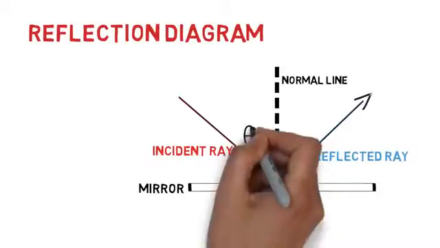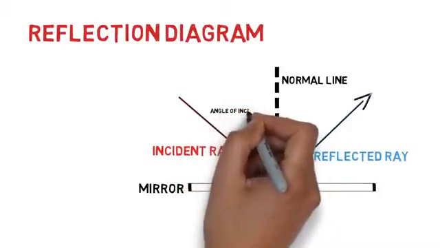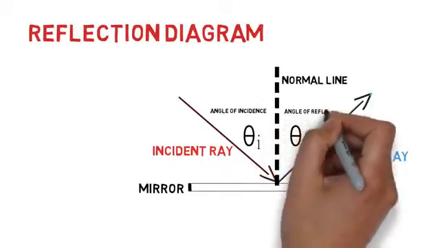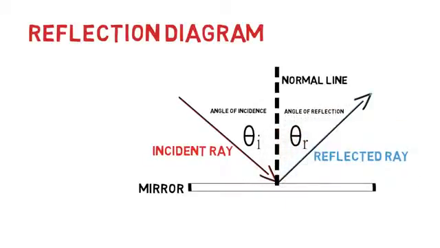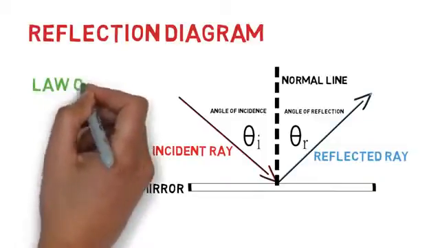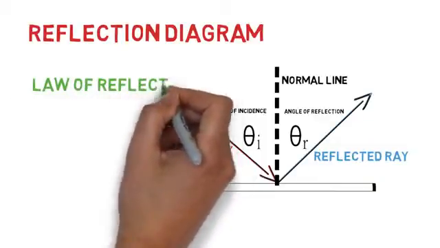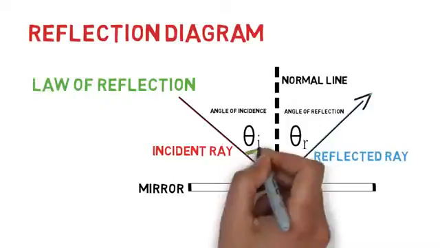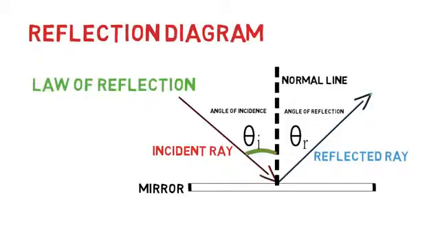This line creates two separate angles, known as the angle of incidence and the angle of reflection. This diagram displays a very important concept about reflection, known as the law of reflection, which states that all components of reflection are in the same plane, and that when light reflects off of a mirror, the angle of incidence is always equal to the angle of reflection.